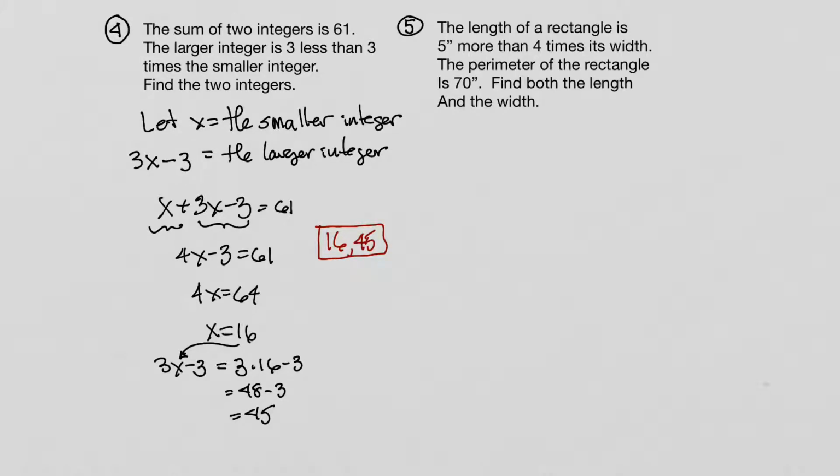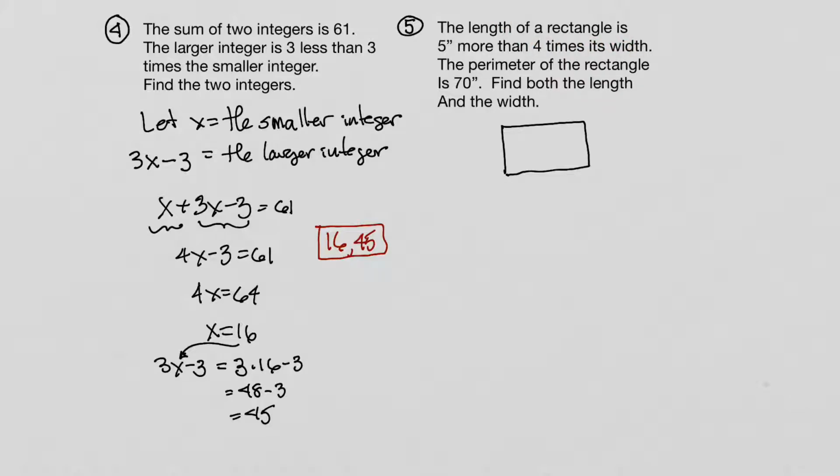Okay, here in problem number 5, we're given that the length of a rectangle is 5 inches more than 4 times its width. So we've got a picture that we can draw here. As soon as you can draw a picture, I think we should do that. So here's our rectangle. And now I've got a length and a width. So I've got two unknowns, so I need a letter representation for both of them. And as I read through it, the length is given in terms of the width. So the length comes first, the width comes second.